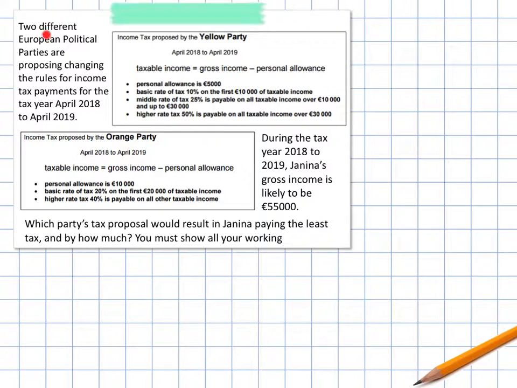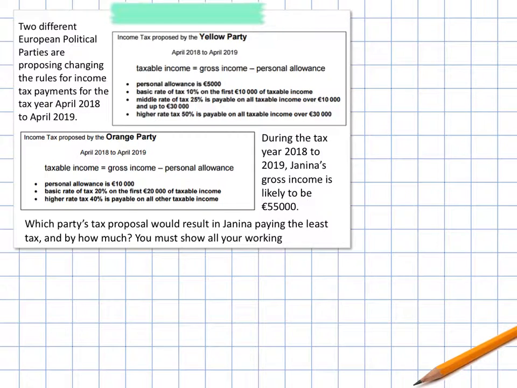So starting reading from over here, we've got different European political parties and they're proposing changing the rules for income tax payments for a future financial year. So we're going to be doing some sort of tax. We're going to be doing one calculation for this proposal, one calculation for that proposal, and then we've got to figure out if you've got somebody's likely gross income of 55,000, which one is going to be better.